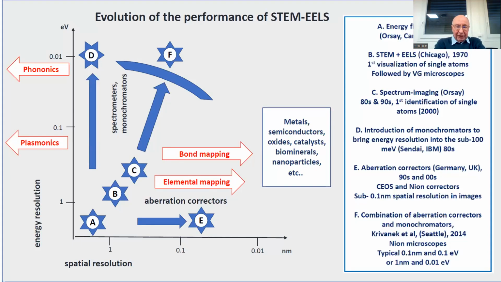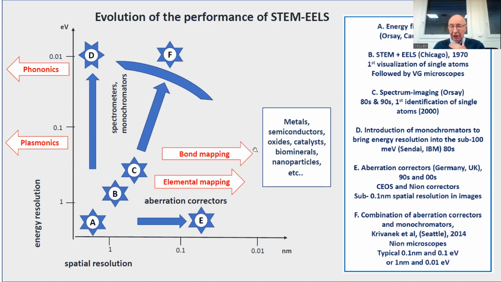So, to summarize, the performance of these microscopes has changed quite a lot over the years. I have selected two parameters: the energy resolution and the spatial resolution. For the spatial resolution, the big progress has been the aberration correctors. For the energy resolution, the big problem has been spectrometers and monochromators, and so now we can investigate new fields of plasmonics and now photonics, and have all this information, as you will see later.